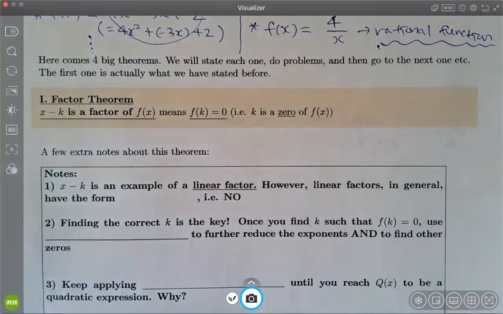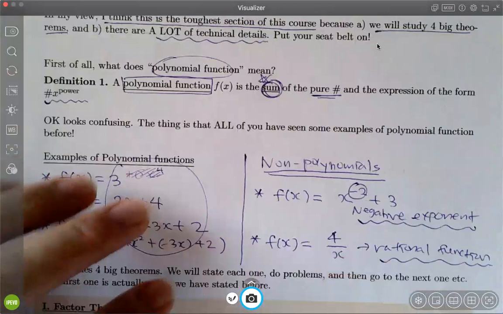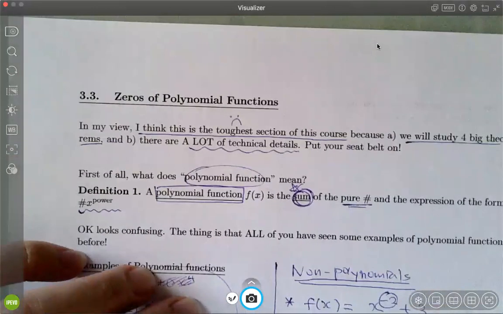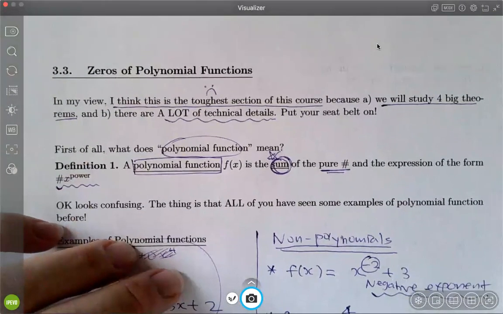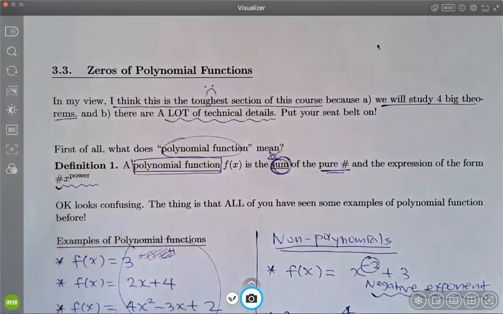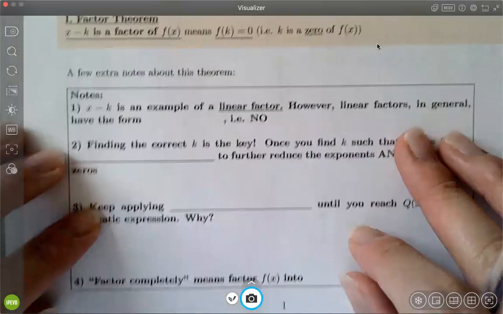Last time we briefly started section 3.3, which was about zeros of polynomial functions. Like I said at the end of last class, I believe this is one of the most difficult sections of the course because there are lots of technical things in this section, and also lots of important stuff. So we will see four big theorems. Remember. And here is the first theorem, which is called the factor theorem.